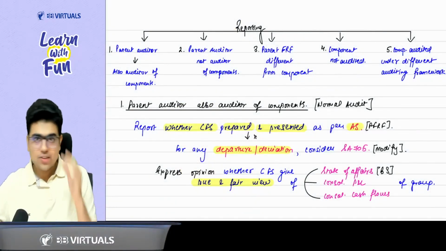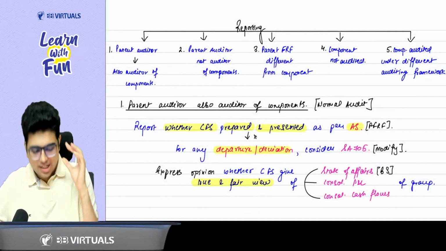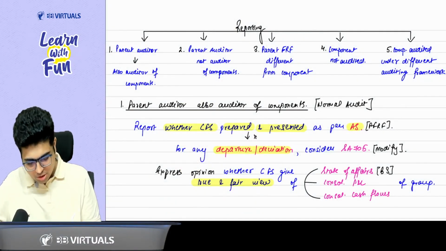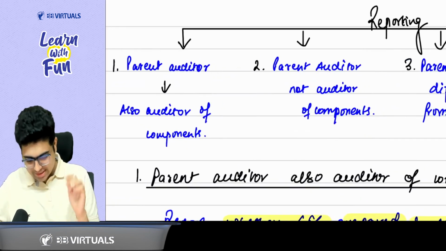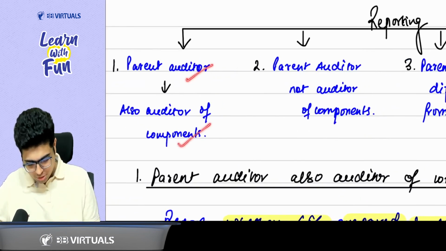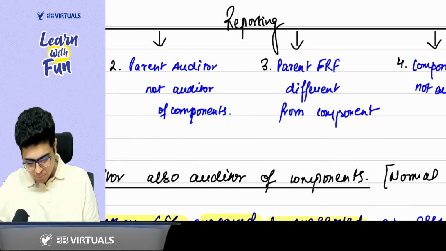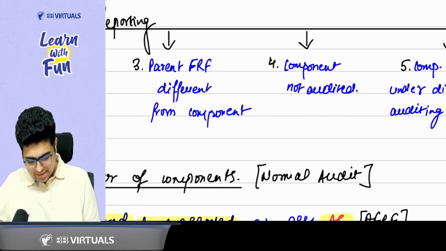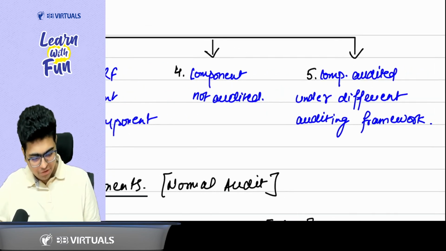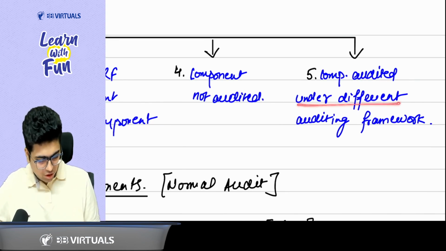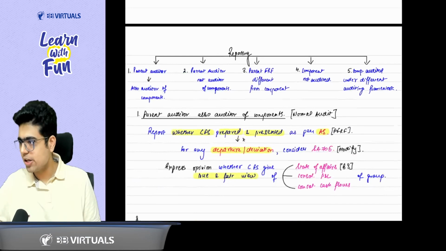Now, sir, let's begin with the revision part of the last part of this chapter, which talks about reporting. In the reporting, we have 5 special cases. Case number 1, parent auditor also the auditor of components. Case number 2, parent auditor not the auditor of components. Case 3, parent FRF different from the component. Case 4, component not audited, and case number 5, component audited under a different auditing framework.